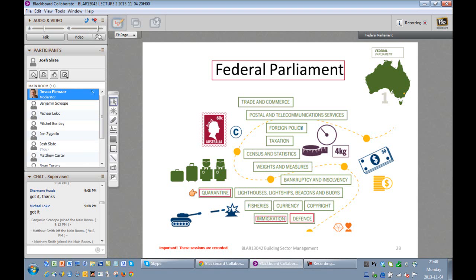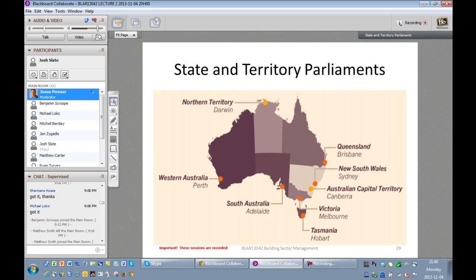All right, so you can see all the different activities and responsibilities of our feds. If we move on to the states and territories, what I've done there is I've just given you a little map.